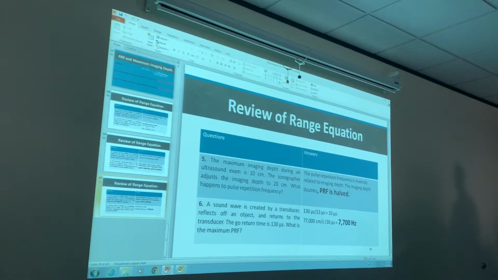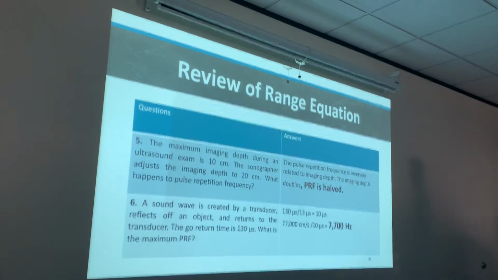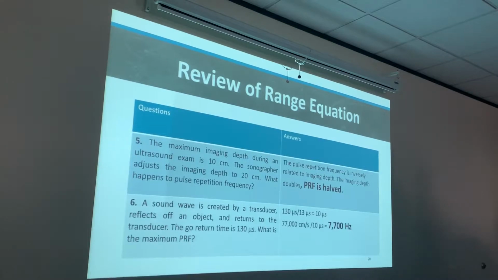Guys, it makes you think on two layers instead of just applying the formula directly. So a sound wave is created by a transducer, reflects off an object, and returns to the transducer. The go and return time is 130 microseconds. What is the maximum PRF? So it's only giving us the go and return time.